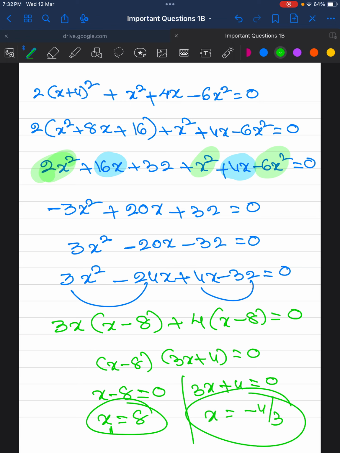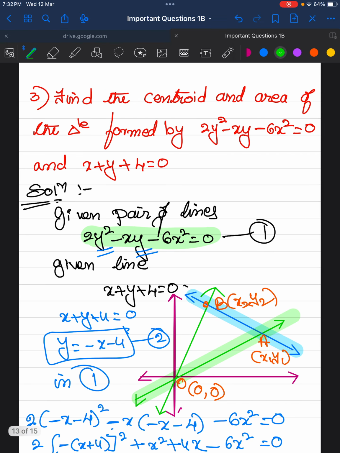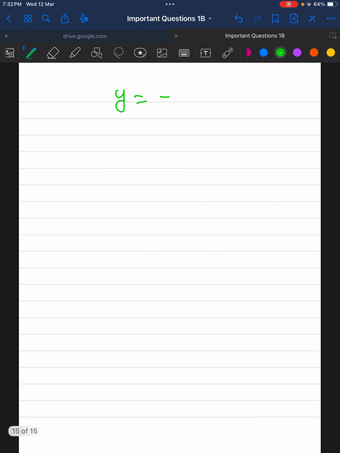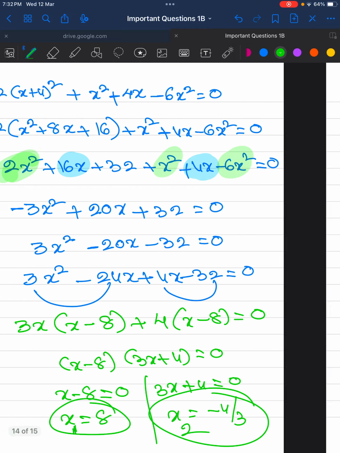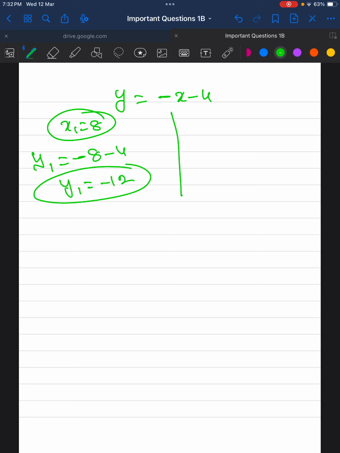So I can take one value as x1, other value as x2. What will we get for y1 or y2? From the second equation, y is equal to minus x minus 4. All of you observe this equation. If I substitute x1 is equal to 8, then y1 will be minus 8 minus 4, so y1 will be minus 12. So this point A, x1 y1, will be 8 comma minus 12.